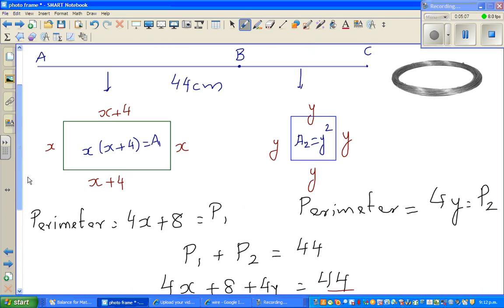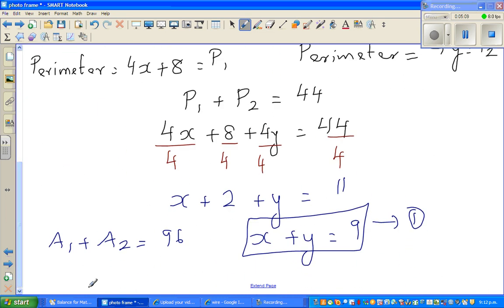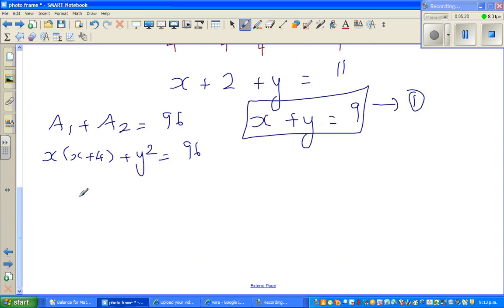So what is A1? A1 is x times x plus 4. So you can say x times x plus 4, plus y squared for A2, is equal to 61. So this becomes x squared plus 4y plus y squared. Sorry, always good to check what mistake I did. Can you find the mistake? Very clear: x times x is x squared and x times 4 should be 4x, plus y squared is equal to 61. So what should I do next?